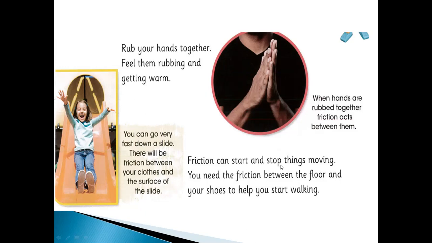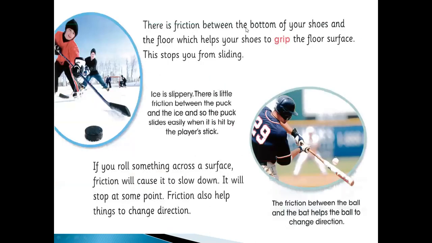So friction can start and stop things moving. You need the friction between the floor and your shoes to help you start walking. Obviously, you can walk on the floor because of friction. The car moves on the road because of friction, and can also stop on the road because of friction. If it's raining, there is less friction, which makes it slippery. There is friction between the bottom of your shoes and the floor, which helps your shoes grip the floor surface. This stops you from sliding.